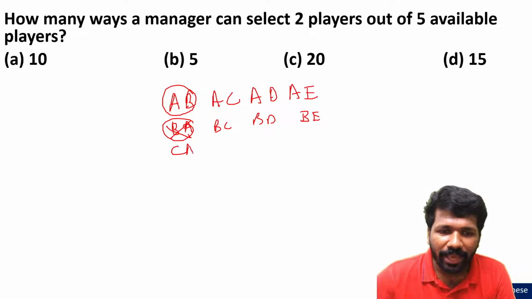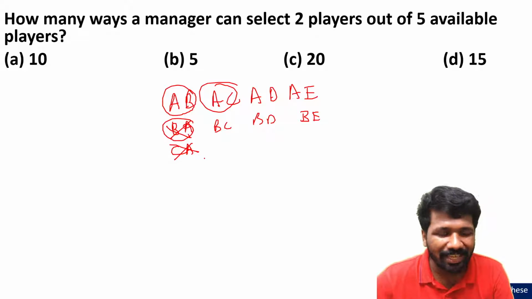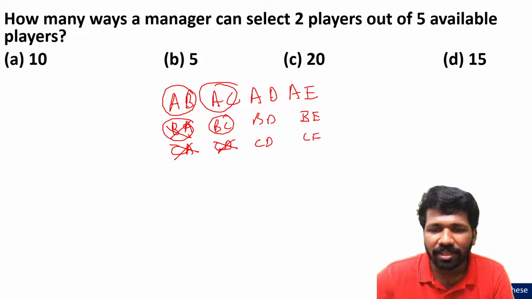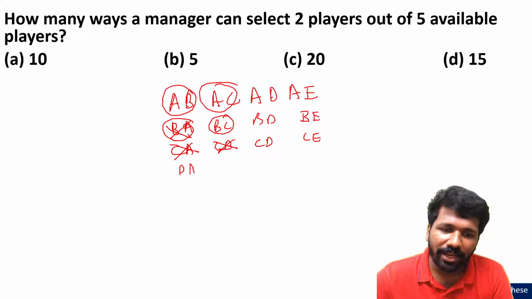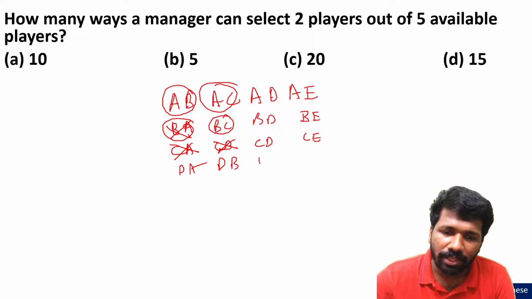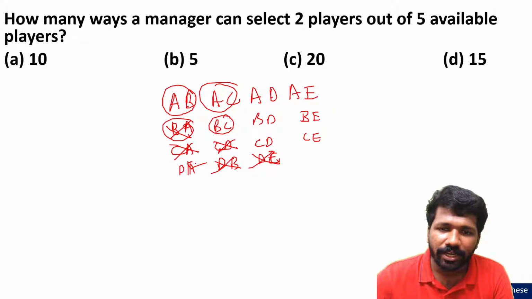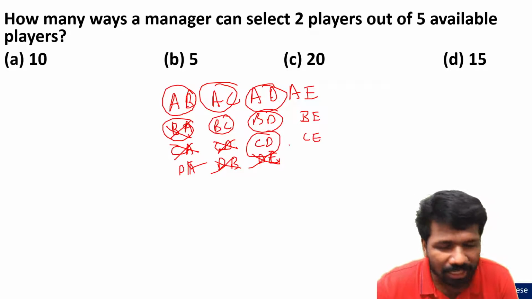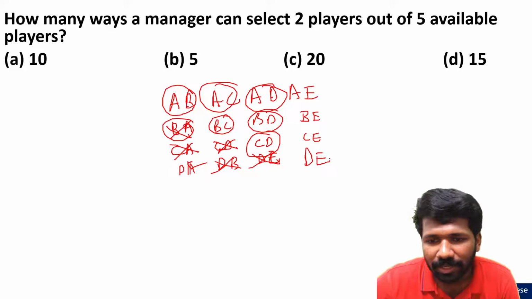Similarly CA you cannot write because AC is same as CA. Are you understanding? And CB you cannot write because BC is same as CB. But CD and CE can be written. Similarly, DA, DB, DC, all the 3 are wrong. Why? These 3 are already written. Right? DA and AD are same, BD and DB are same, CD and DC are same. But DE can be written.